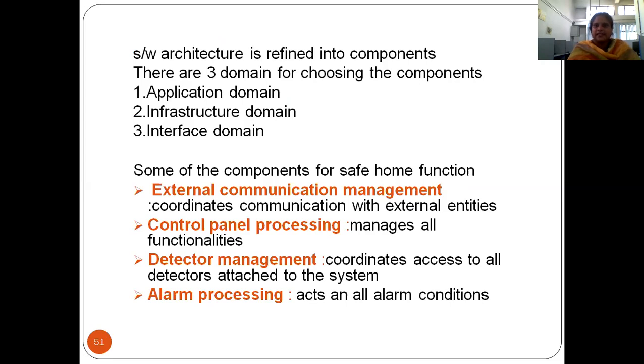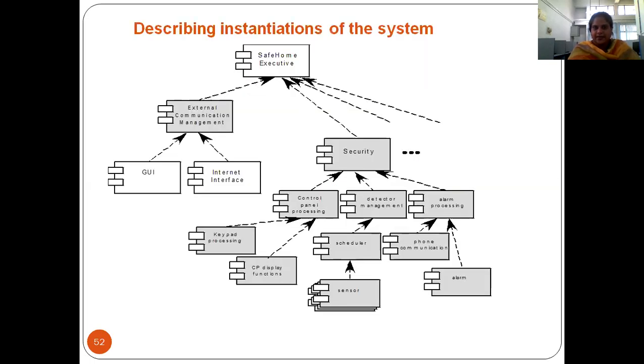Now, the software architecture is defined into components, and there are three domains for choosing the components. The first is the application domain, then the infrastructure domain, and the interface domain. Now, some of the components for the SafeHome function are external communication management, control panel processing, detector management, and alarm processing. External communication management coordinates with external entities, whatever we are using for SafeHome. Control panel processing manages all the functionalities of the SafeHome system. Detector management coordinates and accesses the detectors attached to the system. Alarm processing acts on alarm conditions for the system. This is for the SafeHome function.